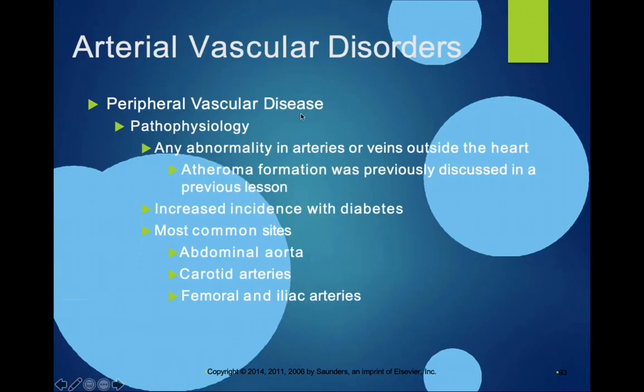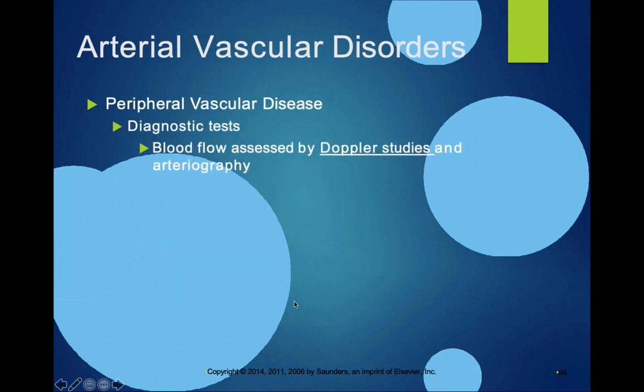Now, peripheral vascular disease, this is any abnormality in the arteries or veins outside of the heart. And atheroma formation was previously discussed earlier on, so we're not going to get much into that, but that is a major cause of peripheral vascular disease. It's increased incidence with diabetes. The most common sites is the abdominal aorta, the carotid artery going to the neck, and the femoral and the iliac arteries. And the way to assess and diagnose it is doing ultrasounds or doing these Doppler studies and any form of arteriography.